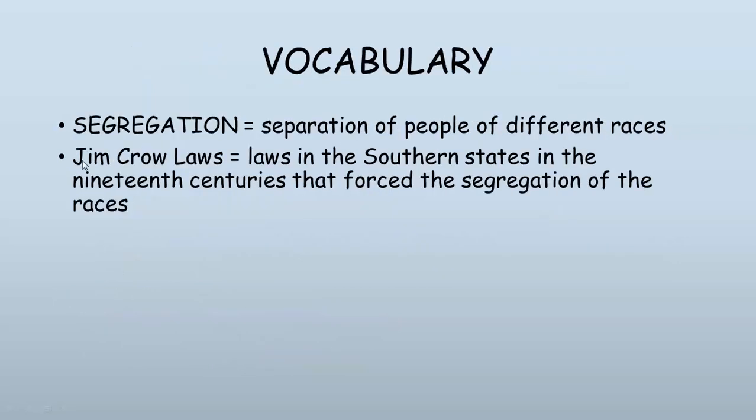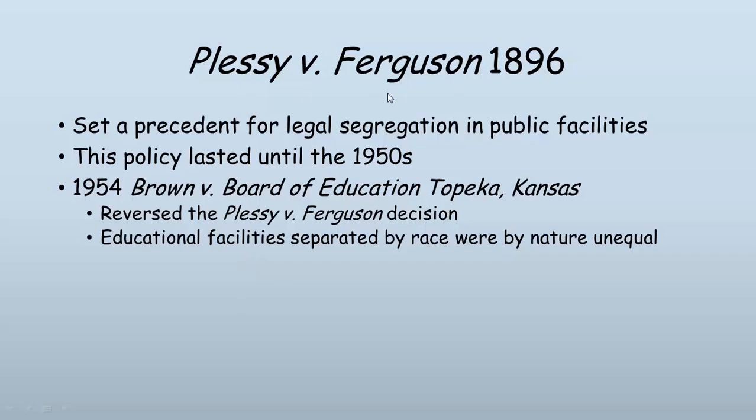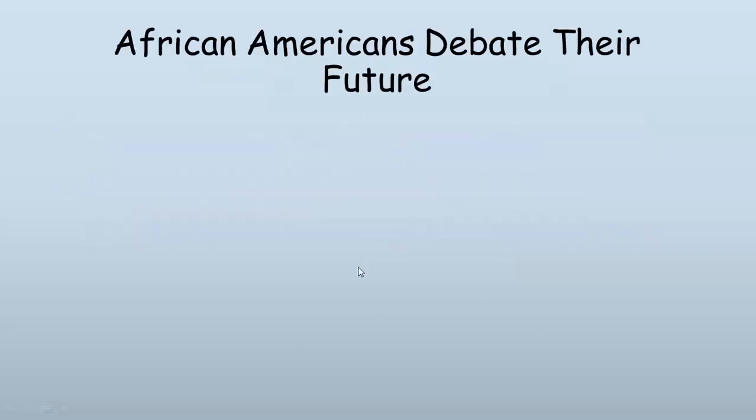All right. If you need that vocabulary, I'll pause that for a second. Hitting that case again. It's the third time I hit this case in this video, so go back and study it, right? It set a precedent for legal segregation in all public facilities. That policy will last until the 1950s and 1960s. In schools, in this court case, 1954, our Supreme Court finally reversed that decision. They said that they were wrong and that equal facilities separated by race were by nature unequal. So what they're saying is you can't do that anymore. So instead of separating black and white, now we're going to bring black and white together.